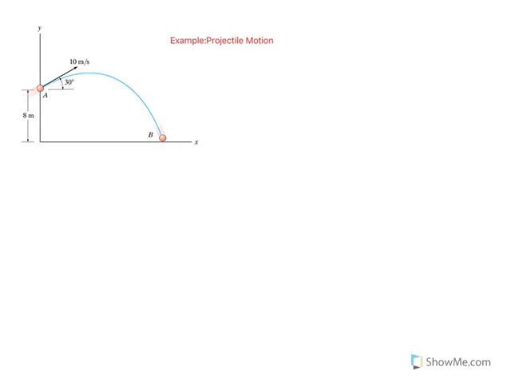Here we want to look at an example of a motion of a projectile. So we are given a projectile that is given an initial velocity of 10 meters per second at an angle of 30 degrees with respect to horizontal at A. And it's going to reach point B. Point A, as you could see, is 8 meters above B.